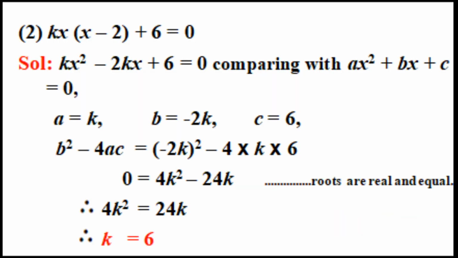Okay, sorry for the disturbance. Here comparing with a x square plus b x plus c is equal to 0, we get a as k, b as minus 2k and c as 6. So finding the value of b square minus 4ac, b is minus 2k, a is k and c is 6. So we get 4k square minus 24k is equal to 0. Solving this, we get k is equal to 6.